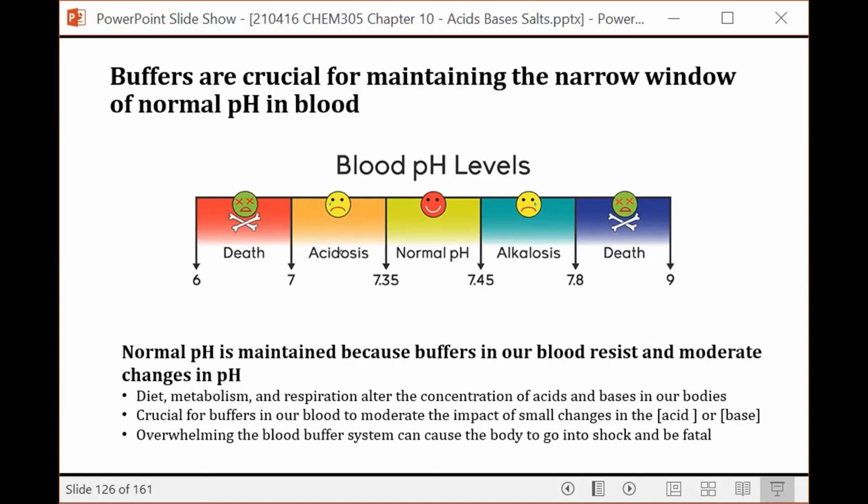You can go into shock, and eventually if it gets below pH 7, you can die. So we're able to maintain this very narrow window of pH in our blood because we have buffers in our blood that help maintain the blood pH within this narrow range. Things like diet, metabolism, respiration, all those things can change the balance of hydronium ions in our blood, but because we have buffers in our blood, even if the concentration of hydronium ions goes up or goes down a little bit because of diet or metabolism, the blood buffers can usually buffer that small amount of change to make sure that our blood pH stays within the narrow range that keeps us healthy.